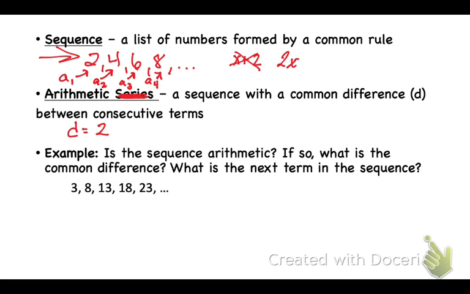Is the sequence I wrote right here arithmetic? Yes. And is this the rule to get it? 2x. Yes. So the next example says, is the sequence 3, 8, 13, 18, 23 arithmetic? I have to figure out the difference between 3 and 8: 5. And 8 and 13: 5. 23 minus 18, 18 minus 13, 13 minus 8, 8 minus 3. You take the second minus the first.